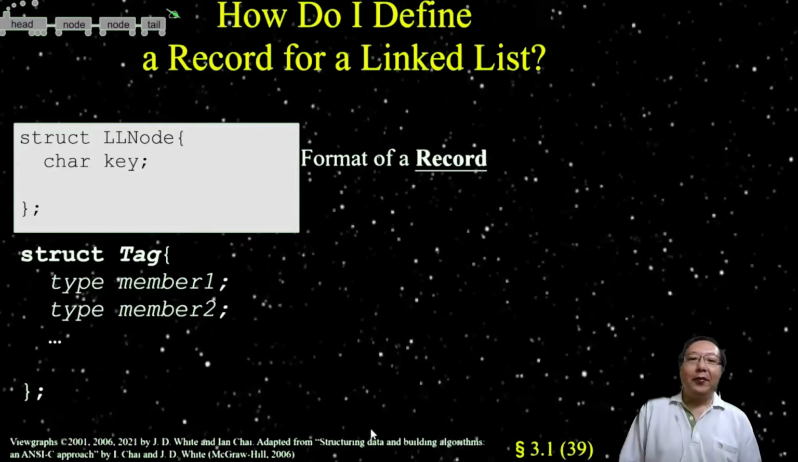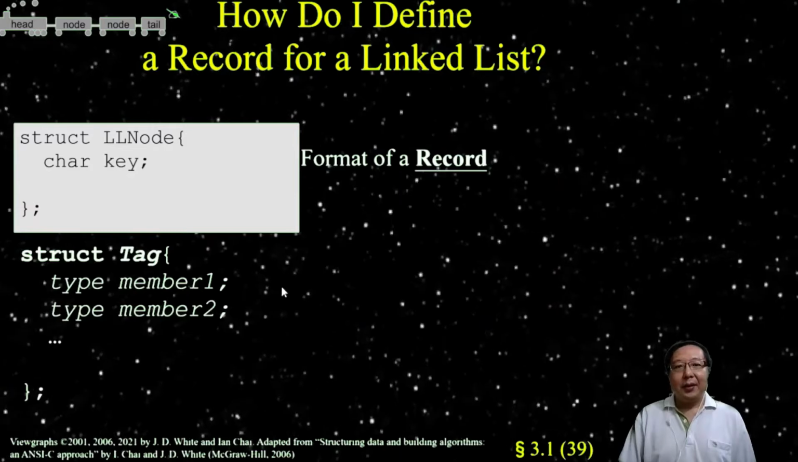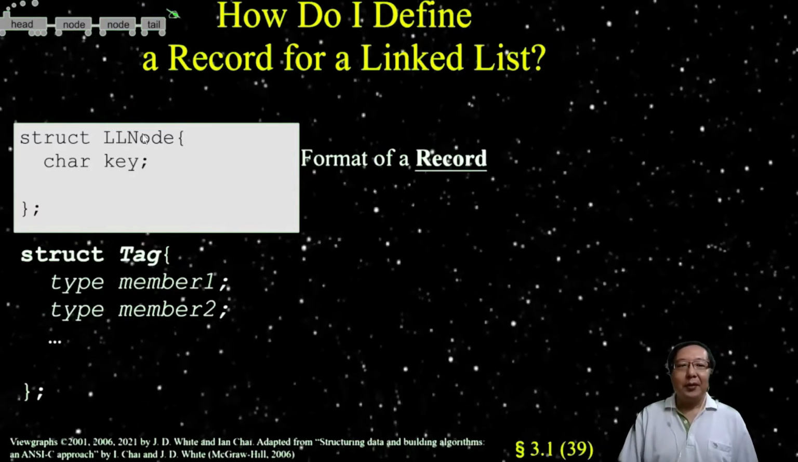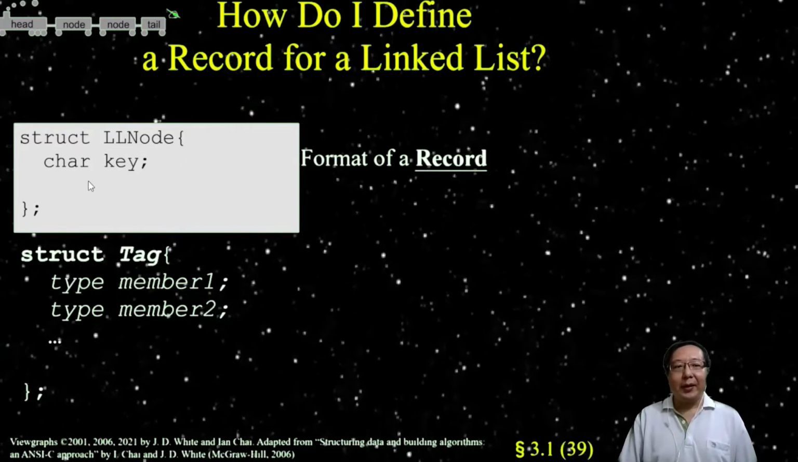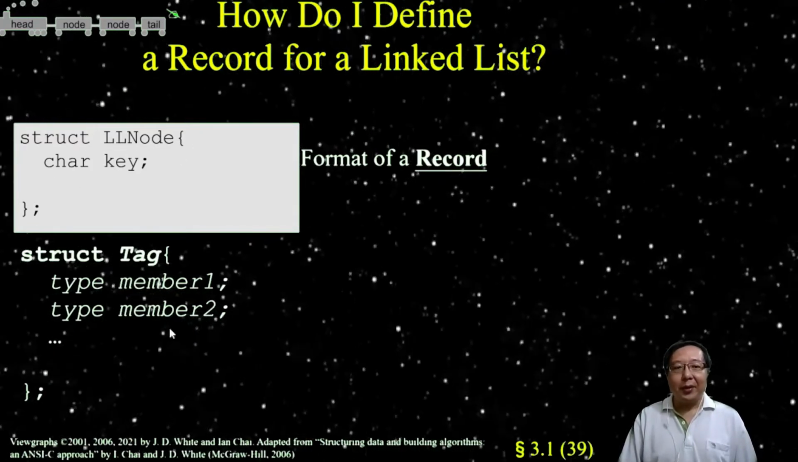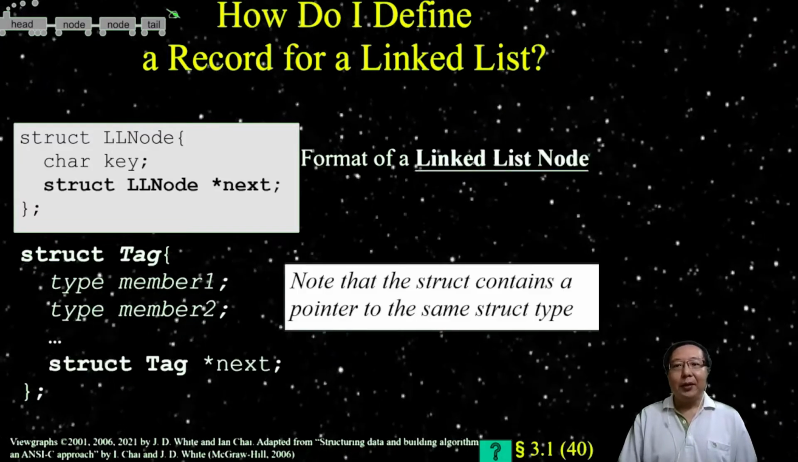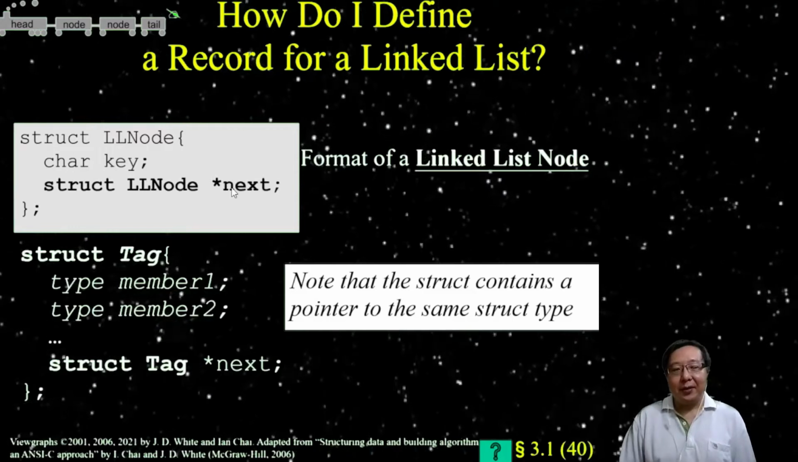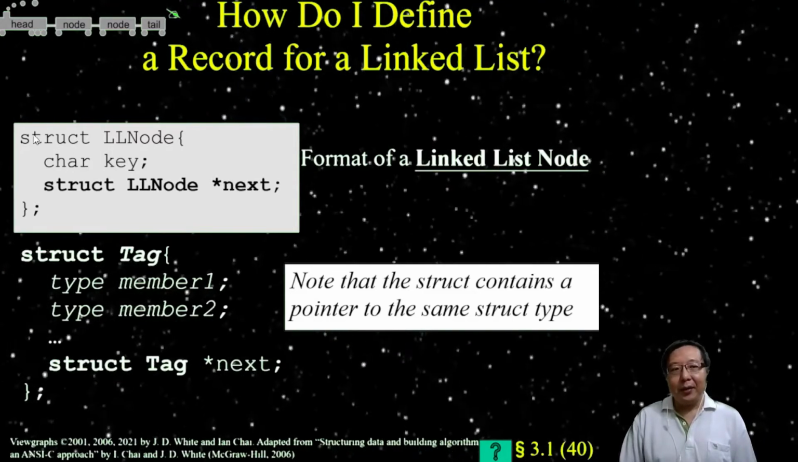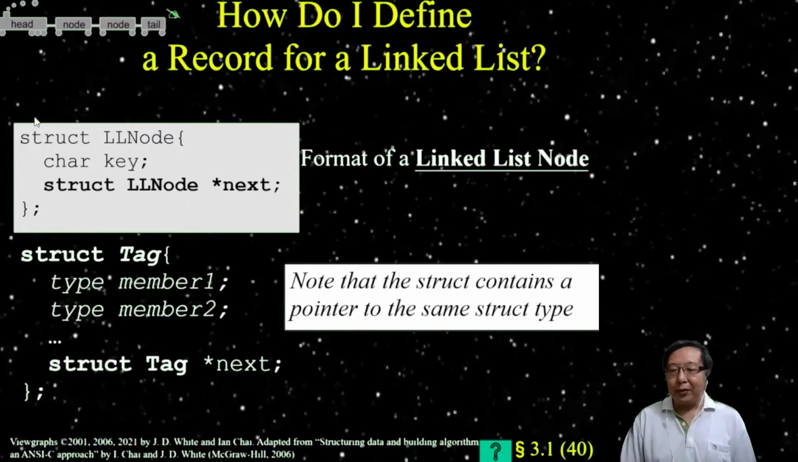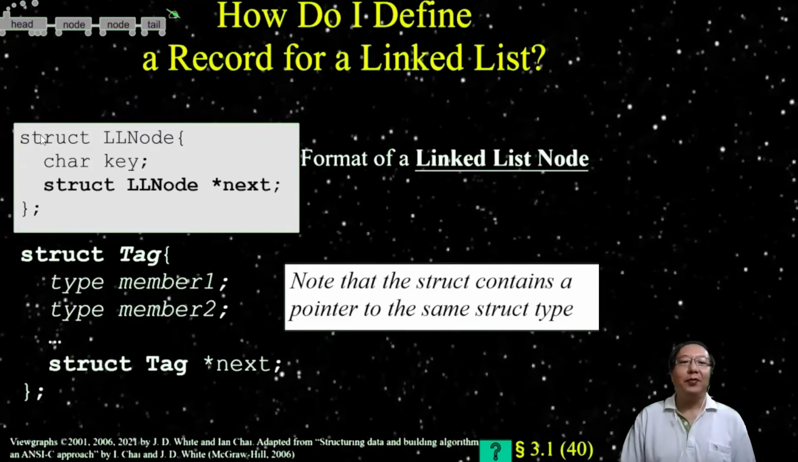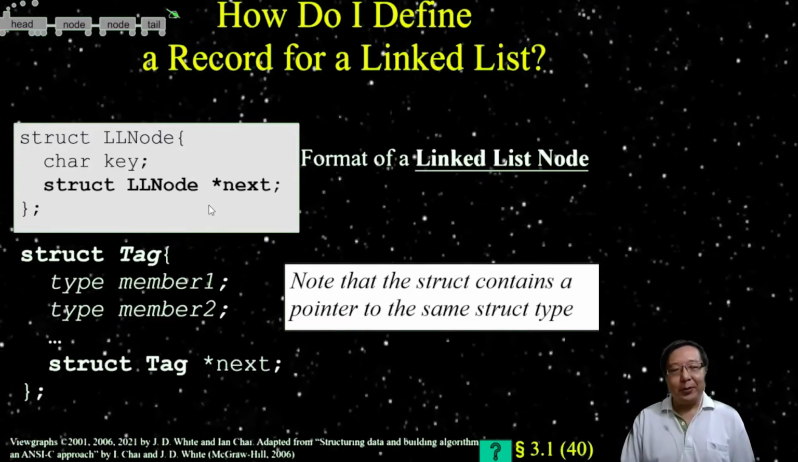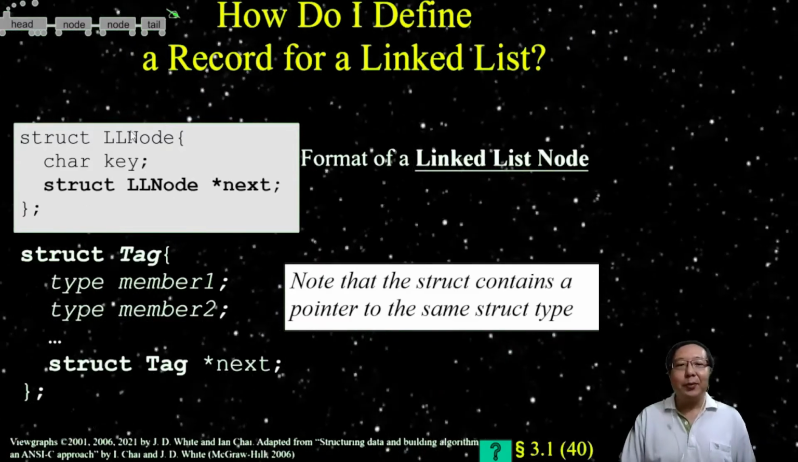Now, how do I define the record of a linked list? It is the same format as a record. So you've got your struct name, the struct tag, and then the data you have inside. You can have more data inside, but you need this pointer that points to the same record. So it's struct LL node here. So if it's struct LL node here, then it's going to be struct LL node here. If it's struct student here, it's going to be struct student here. If it's struct car here, then it's going to be struct car here. If it's struct elephant here, then it has to be struct elephant here. Whatever. It has to be the same.